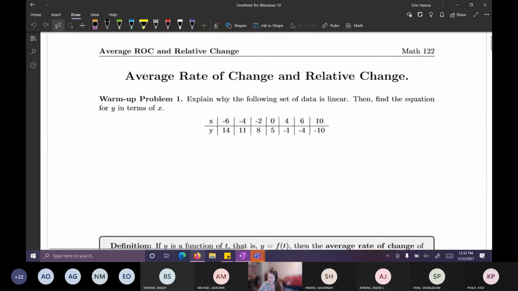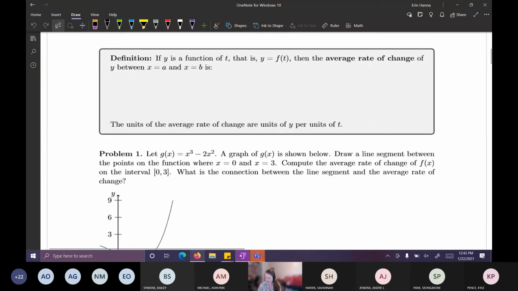So our next thing that we have to talk about is average rate of change and relative change. So at this point, we've been doing a lot of algebra review. And well, this is still technically algebra, but we're slowly creeping into the pre-calculus material to then finally be able to reach the calculus. So we're going to skip the warm-up. We'll do that on Monday.